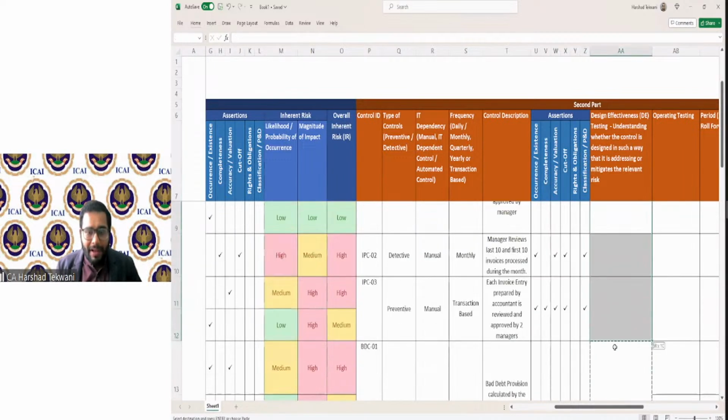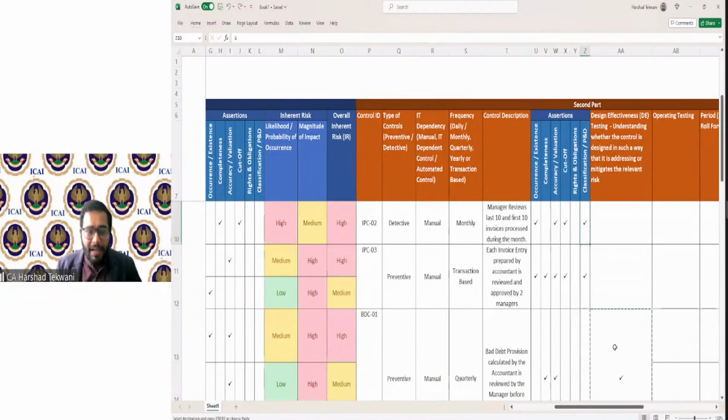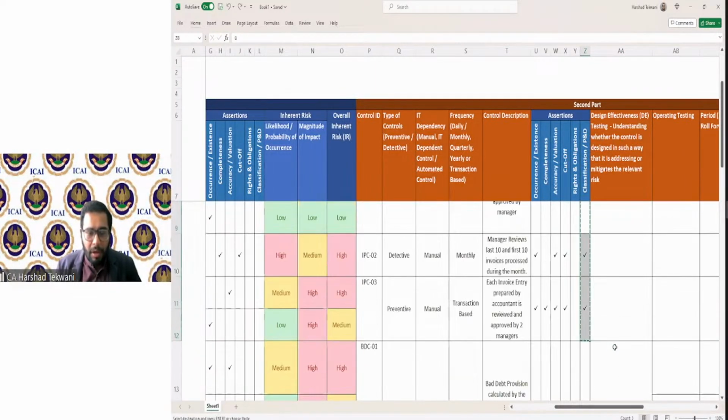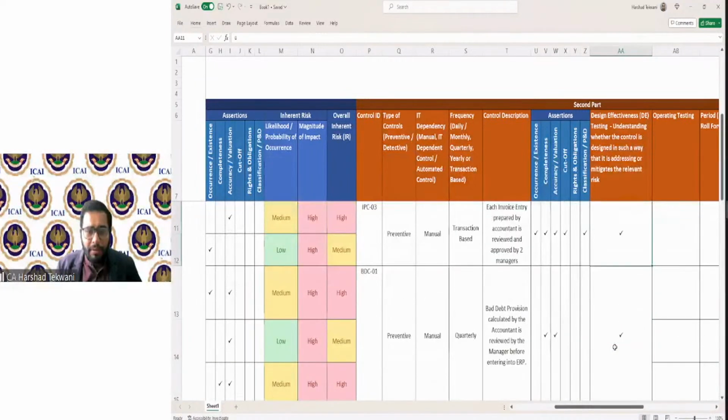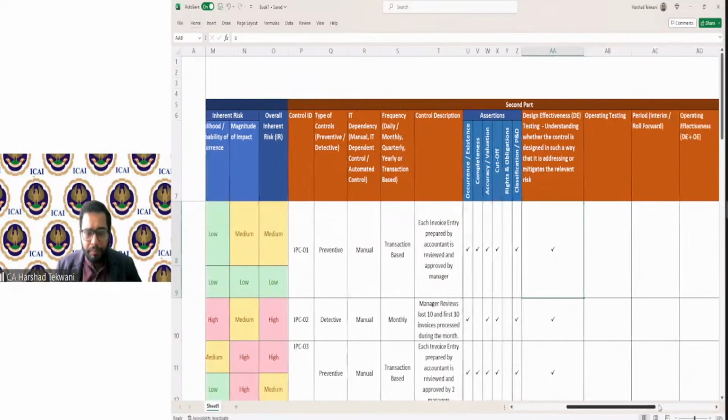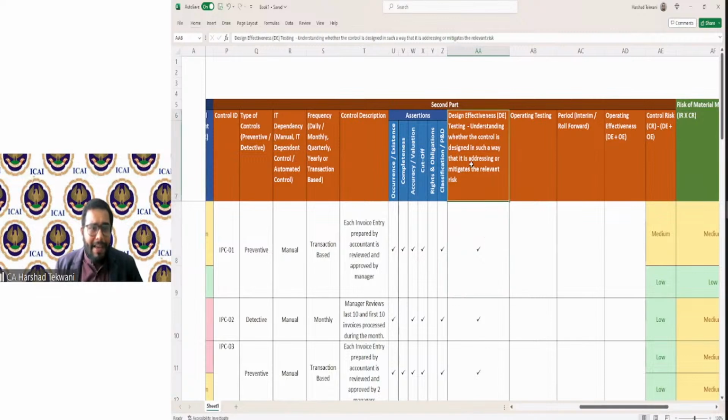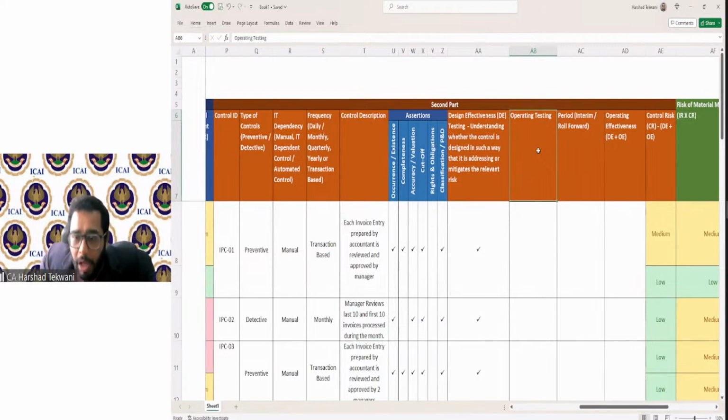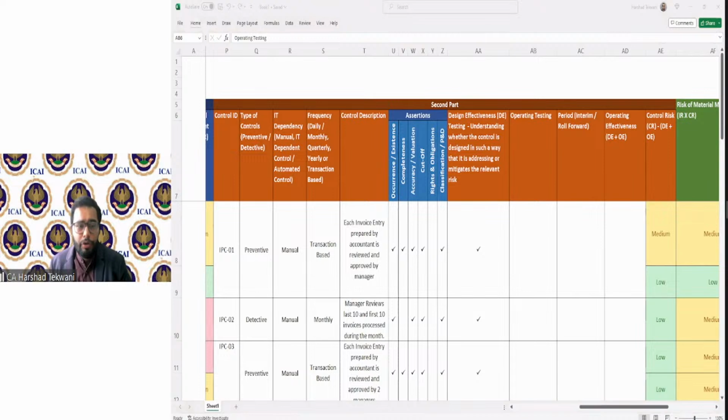Okay. Once I have comfort that the design is effective, then I need to test whether the control which is designed effectively is also operating effectively. If I say design effectiveness is there, then I will test operating effectiveness. How will you test operating effectiveness of the control? How do you test operating of the controls? If you want to test operating effectiveness, how will you do that?